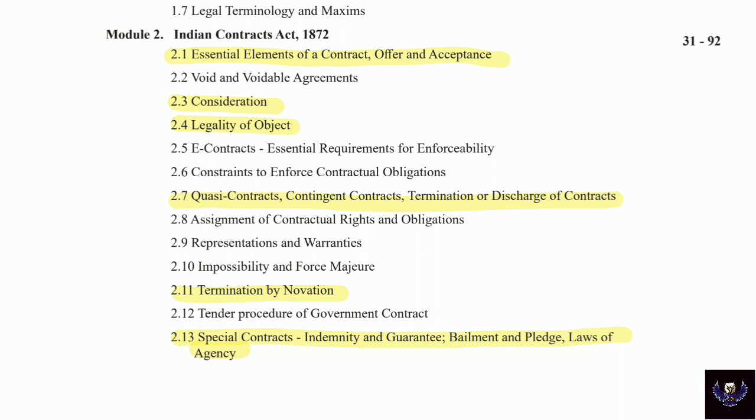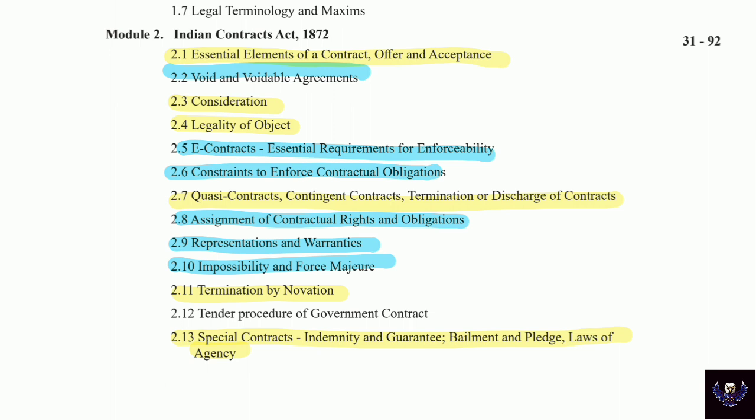Then the rest of the topics: voidable agreements, e-contracts, contracts to enforce, assignment and contractual rights and obligations, representations and warranties, impossibility, then tender procedures. These chapters you can go with a single reading. The topics highlighted in yellow are high priority topics in this Indian Contract Act, and those in blue are comparatively less prioritized, not completely to be ignored. Those have to be read.